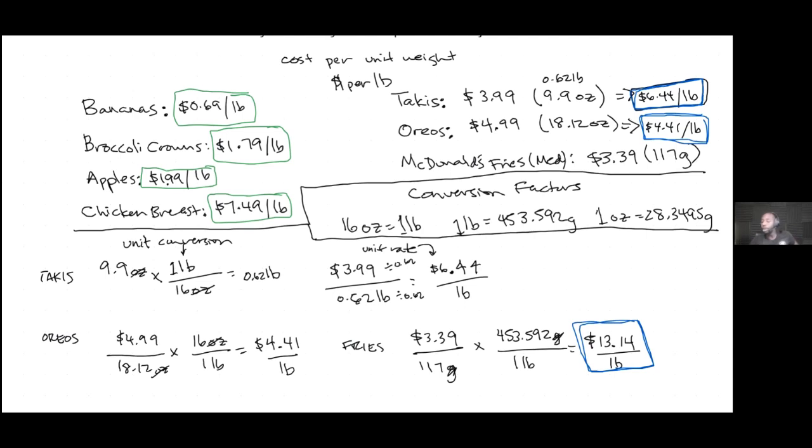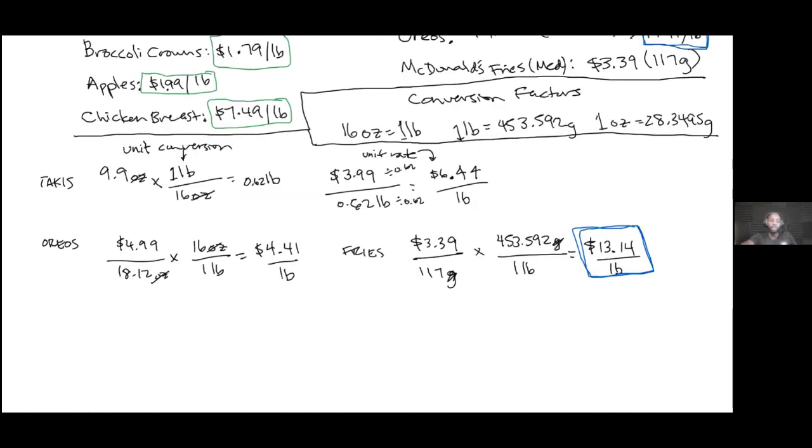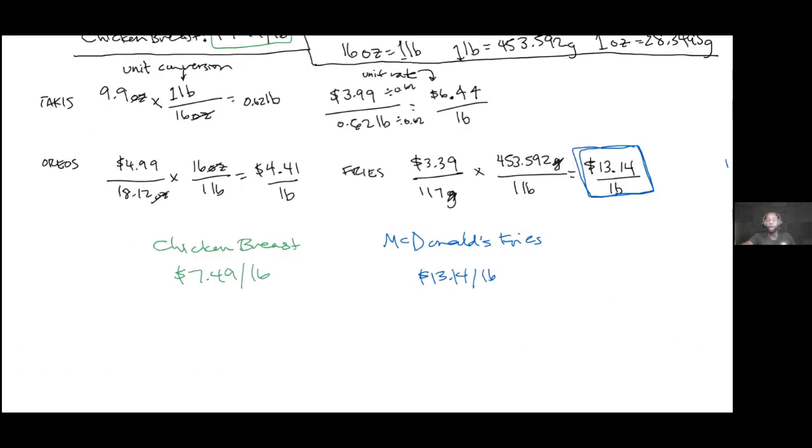Now, just for the sake of comparison, let's compare chicken breast and fries using percentages. Okay. So chicken breast is 7.49 a pound. And then McDonald's fries are $13.14 a pound. Now, which one costs more? Obviously, the McDonald's fries cost more per pound. The question is, how much less is chicken breast in cost percentage than McDonald's fries?